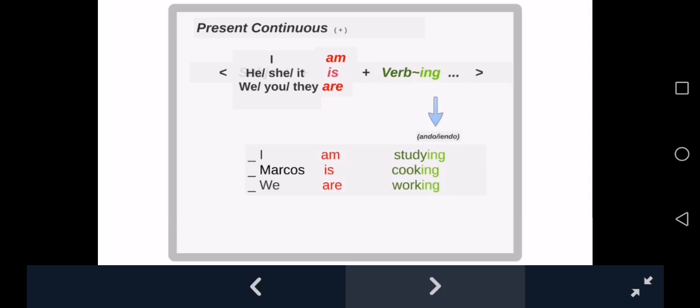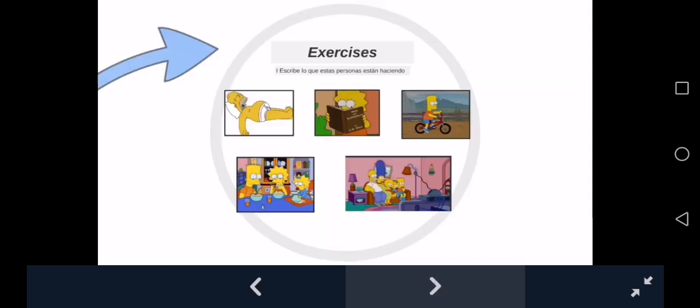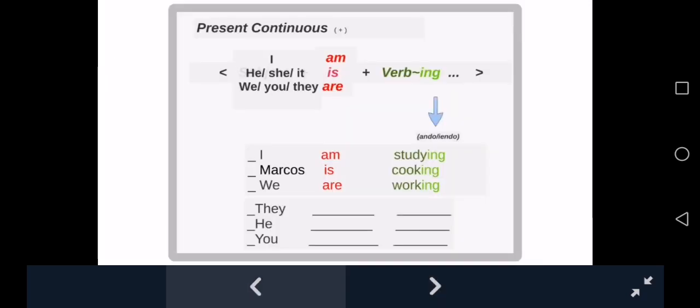I am studying. Marcos is cooking. We are working. Remember that we can also use names, and you have to use the proper verb to be according to the name. How do we do these sentences? For example, they are working, he is studying, you are practicing.